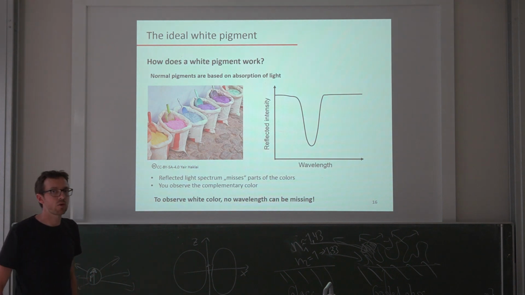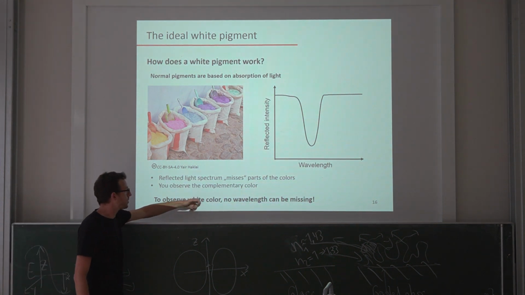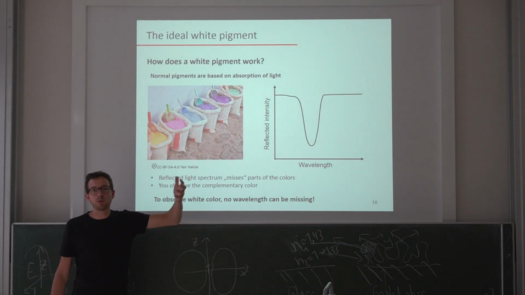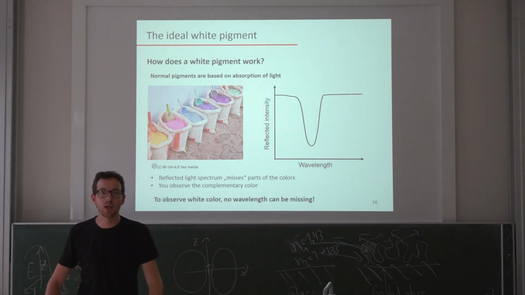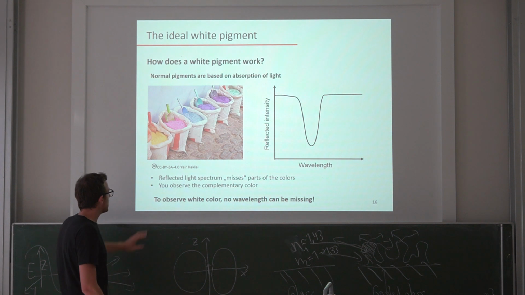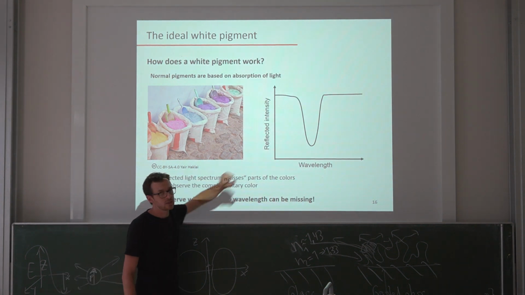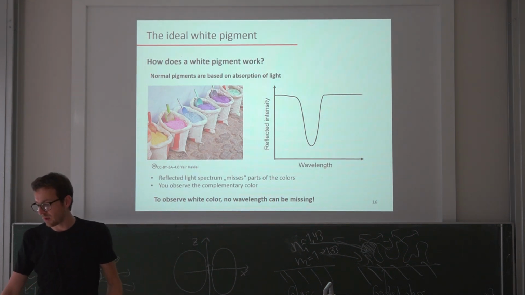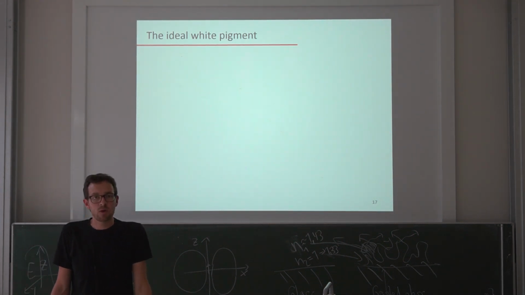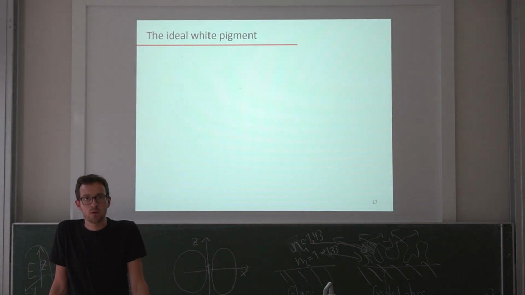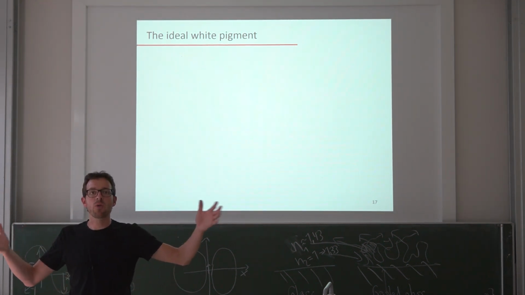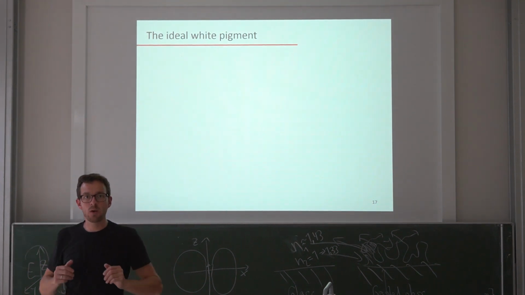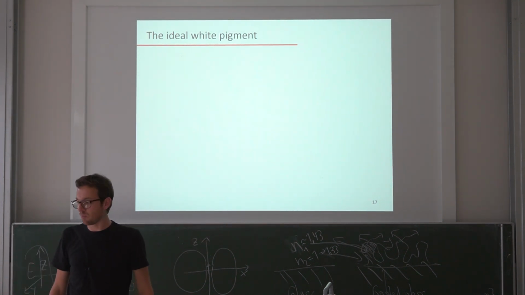Now the problem is, if you want to make a white pigment or observe white color, then you cannot afford to miss a wavelength, otherwise it will change the color. So a white pigment cannot work by this mechanism. So that means the ideal white pigment necessarily must involve scattering. So you cannot work with absorption with normal pigments, but you need to work with scattering, or the redistribution of the white light that comes onto your wall into space. This will create a white impression.